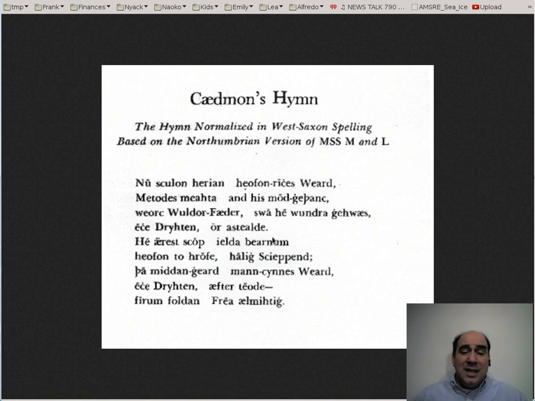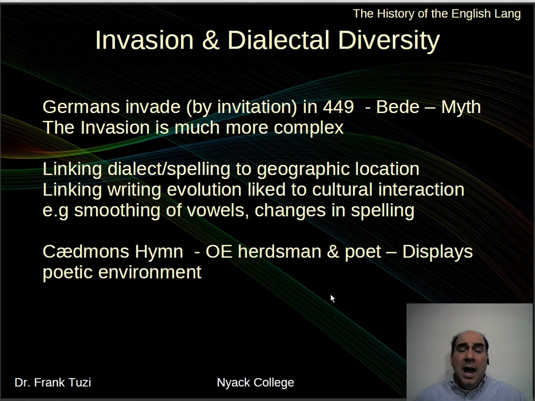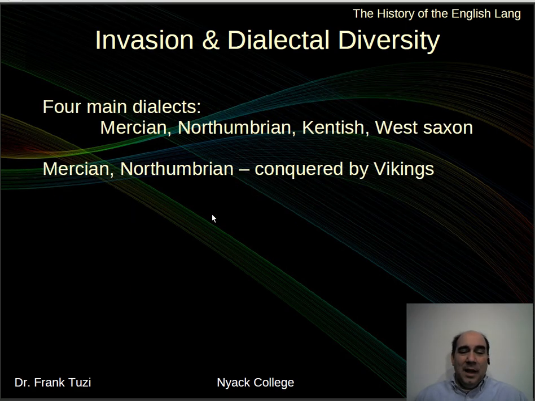But even as you look at this, you say, I can't read any of this. Nuskulion, Herion, Hefon Reis, weird. I don't know what any of these words mean. I don't know if I'm pronouncing them properly. But this is the type of thing that's going on way back when. And this is a piece of evidence that we have that supports Old English and the place that it had in that time frame.